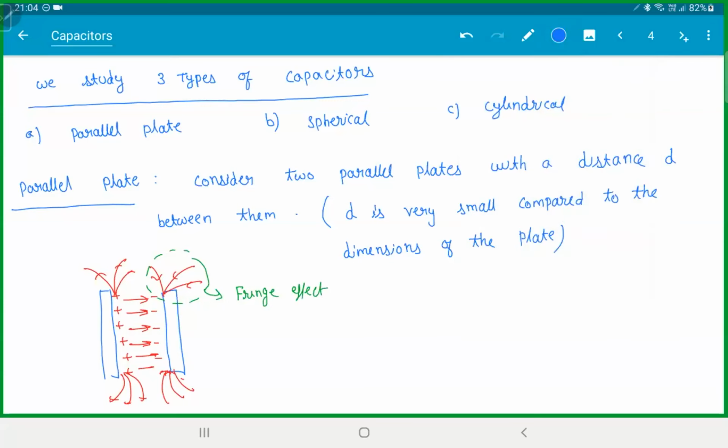So if d is large, the field won't be uniform. If the distance between the plates is large, the fringe effect will be pretty large here. E is not uniform. So in order to study uniform fields, for small d, we can neglect the fringe effect. So this is the first condition. Whenever you are studying parallel plates, you make sure the distance is very small. We neglect the fringe effect and assume the plates are infinite sheets.